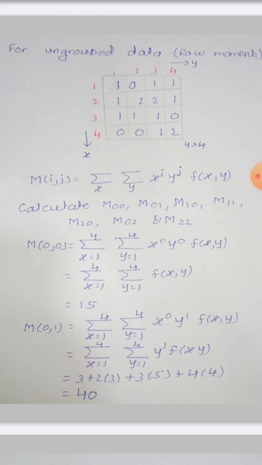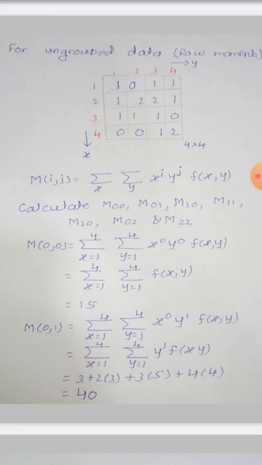Now we have to calculate m of 0,0, that is the zeroth moment, m01, m10, m11 as first moments, and m20, m02 and m22 as second moments. We'll use the standard formula of m of i j. Now, if I want to calculate the zeroth moment, m of 00, here i and j both values are 0. Let us put i and j equal to 0 in the given equation.